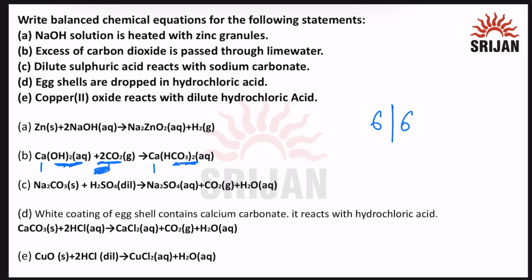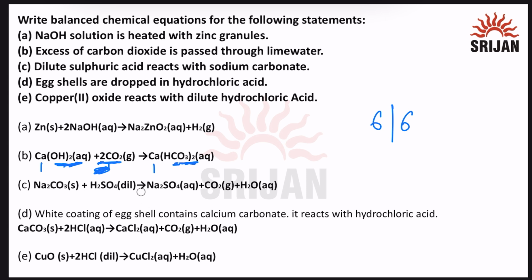Coming to the third case, dilute sulphuric acid reacts with sodium carbonate. What will happen? When sodium carbonate reacts with dilute sulphuric acid, SO4 is taken by the sodium and CO3 is taken by hydrogen. But CO3 cannot be taken by hydrogen simply. When CO3 gets with hydrogen, it does not make H2CO3 because that's not a stable compound. It makes water and CO2, H2O and CO2. So you have to remember this as well.